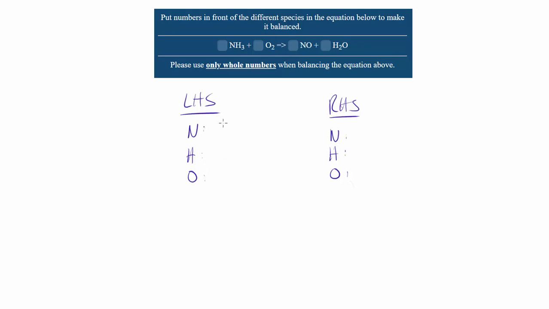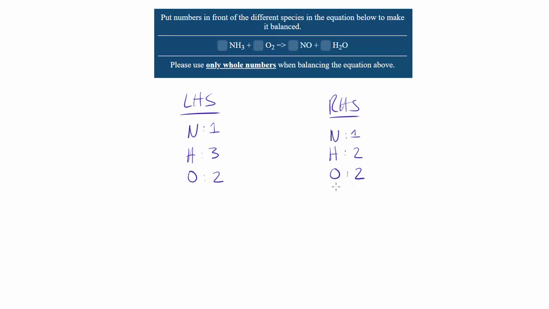For nitrogen, on the left hand side it occurs once. For hydrogen, 3 times, and oxygen twice. On the right hand side, nitrogen occurs once, hydrogen 2 times, and oxygen occurs in both of the species that are the products. It occurs in the nitric oxide and in the H₂O, so you can say it occurs twice.